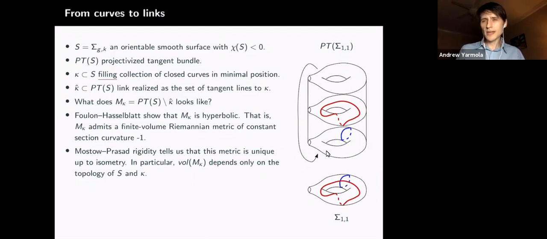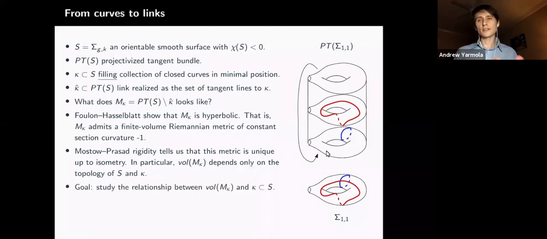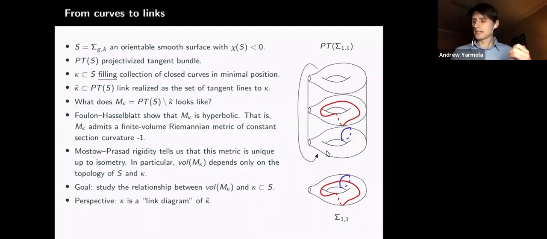So in particular, we now have this number, which is the volume, and it's completely related to the topology of S and kappa. And our goal will be to really understand this relationship and try to see what happens. And one perspective I want to keep in mind throughout this is that we really want to think of kappa as a link diagram of kappa hat. So the picture downstairs is a diagram of what's going on upstairs. And the fact that we're taking this canonical lift is a choice of how to resolve these crossings, and that's what the tangent bundle structure is telling us.